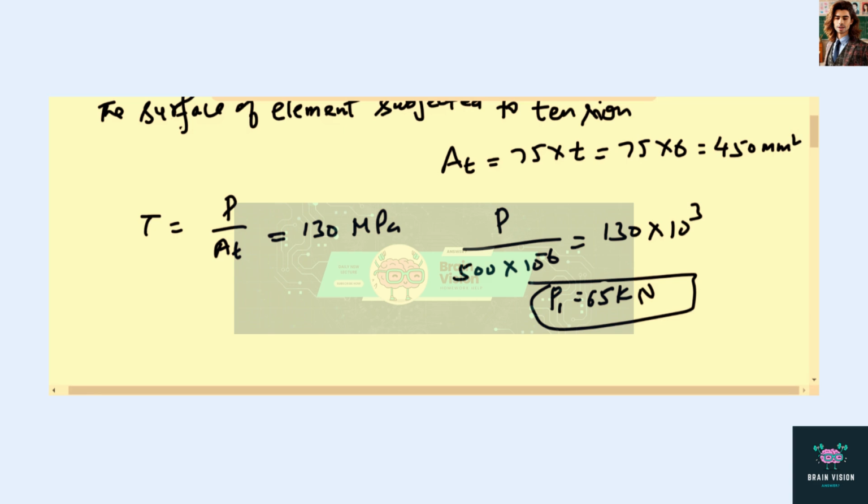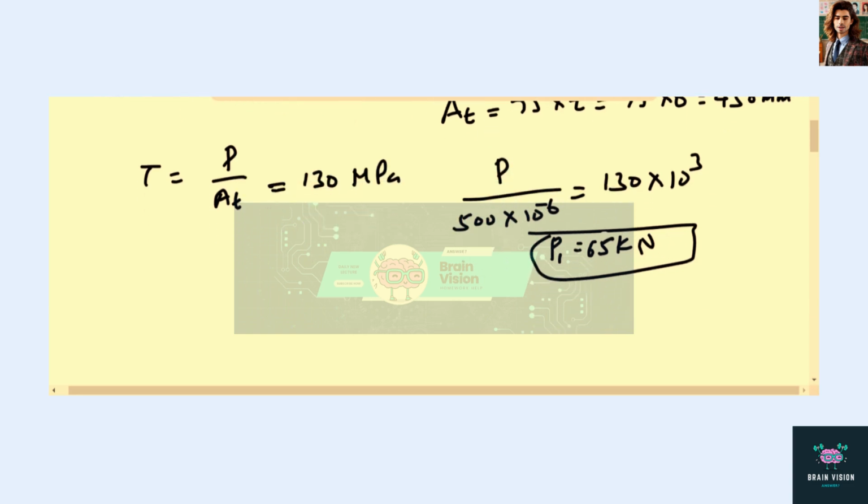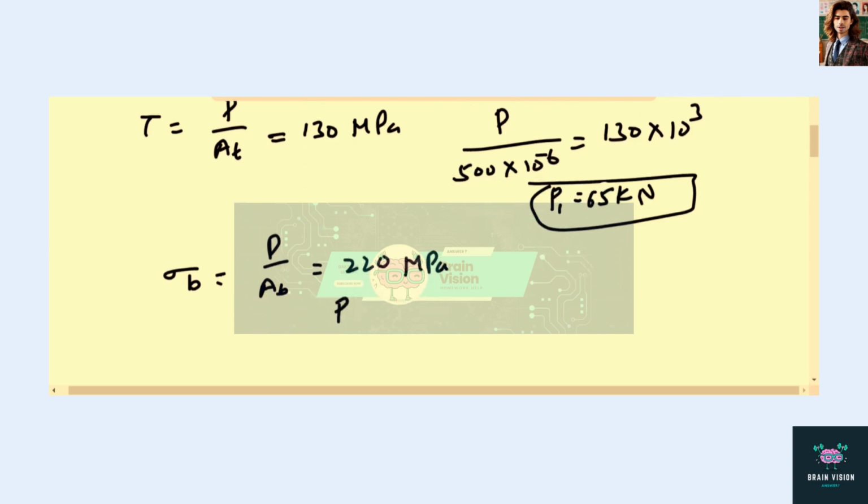Now, stress does not exceed the pressure stress. So pressure stress is given by P upon area per section, that is not to exceed 220 megapascal. P upon 250 into 10 to the power minus 6 equals 220 into 10 to the power 3. So it is 55 kilonewton.